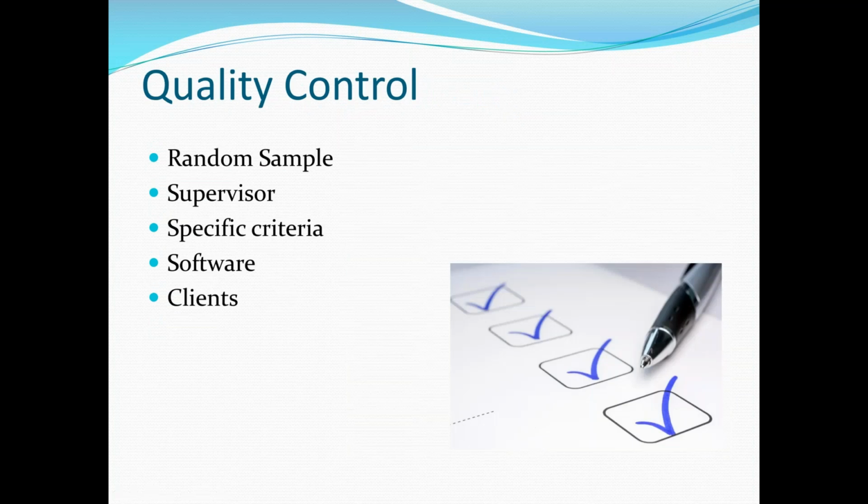So now quality control. So obviously quality control is extremely important. And we have 5 ideas that we use on a regular basis here when we're processing variable data jobs. So we'll take a random sampling of the data and we'll output it to check each one. We'll have a supervisor double check the logic and the programming.